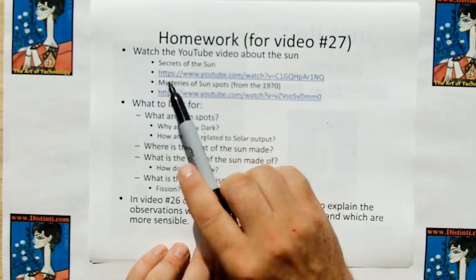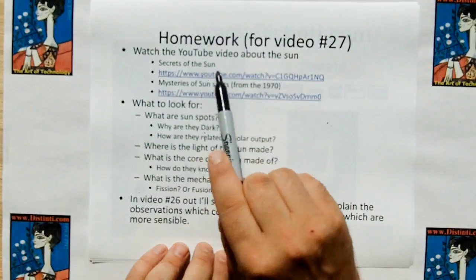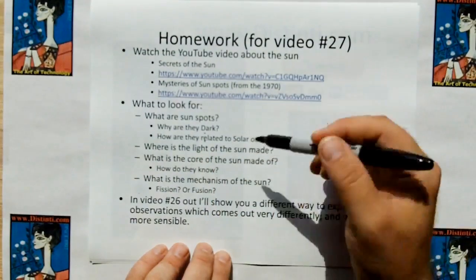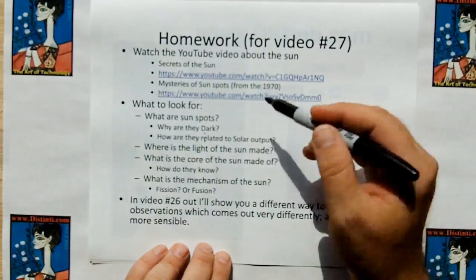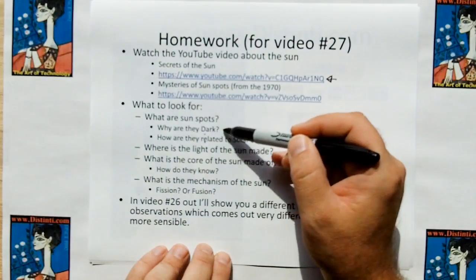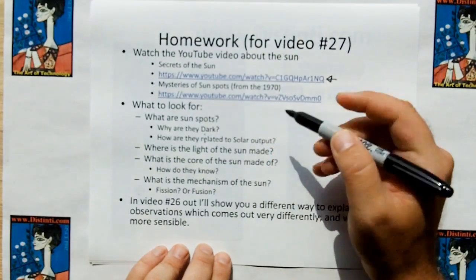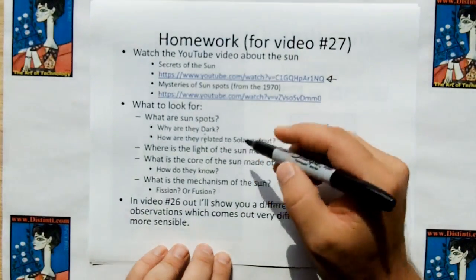There's a YouTube video by the British BBC about the secrets of the sun. And what I need you to look for, this is your homework. Write this stuff down when you watch the video. You don't have to, but it'd be good if you watch this video first. Look for what are sunspots, why do scientists think they're dark, how are they related to solar output, is it just a correlation, where is the light of the sun made?